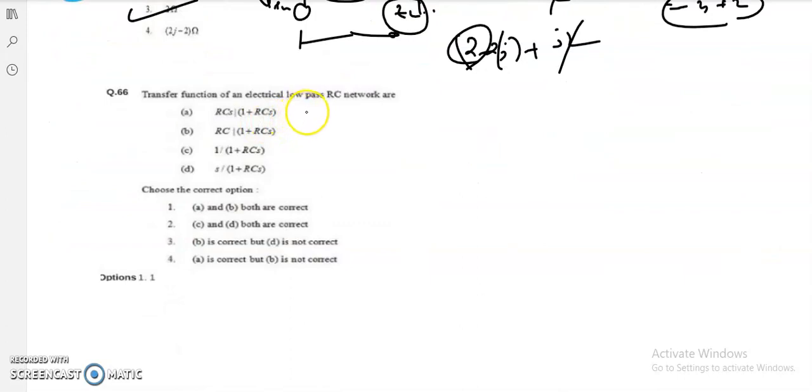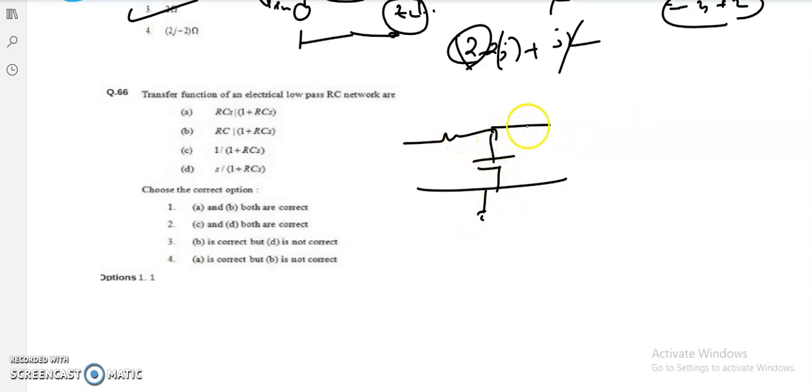Next, transfer function of an ideal RC low pass network. So our ideal RC low pass network means our circuit will be like this, because capacitor allows the high frequencies and all the high frequencies will be grounded, only the low frequency components will come out. So the transfer function of this one is nothing but Laplace of output divided by Laplace of input. We already did this one in the lecture.